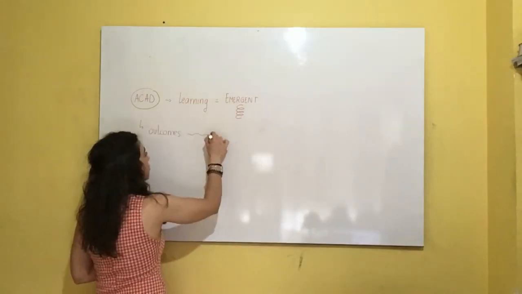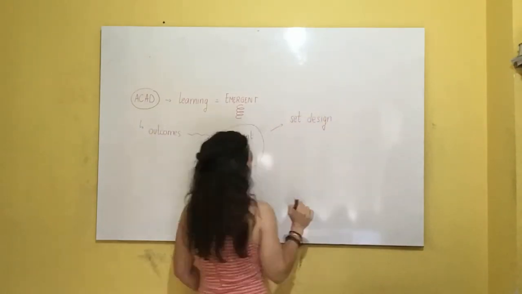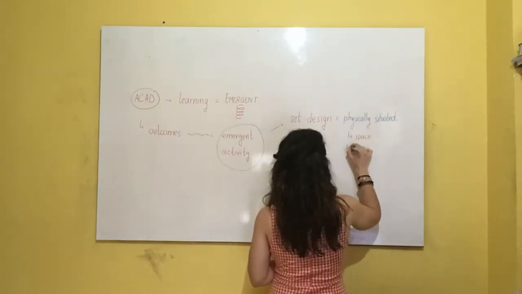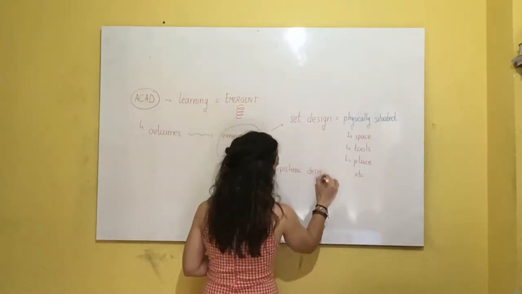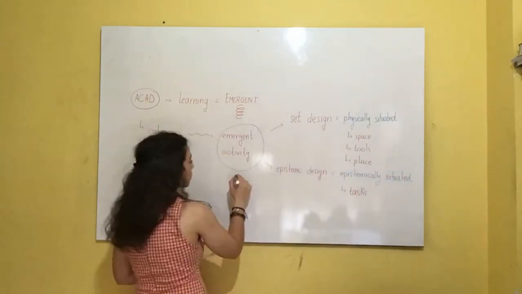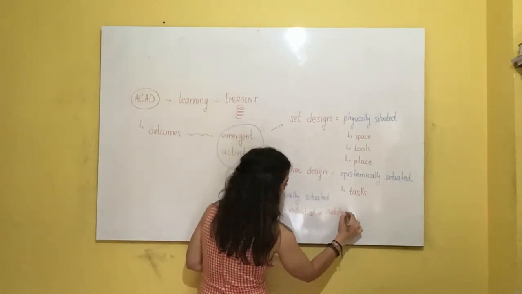In ACAD, learning is understood as something emergent that is always situated, which means we cannot control student learning, but we can design the learning situation regarding the tasks, the tools and resources, and how the tasks will be developed, individually, which doesn't mean isolated, or in groups.